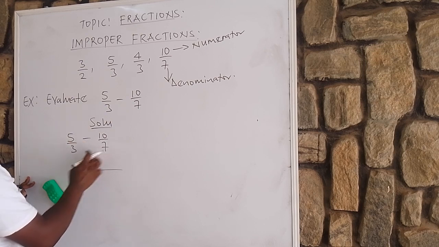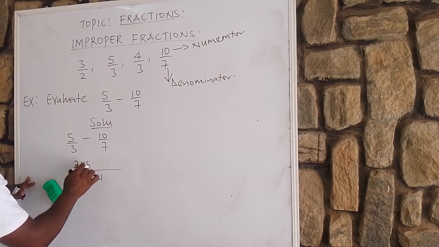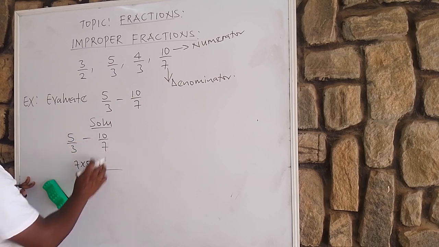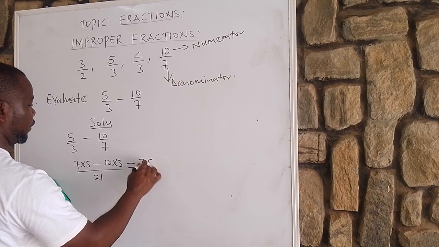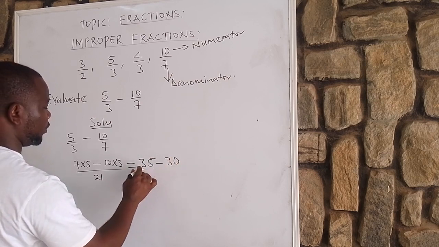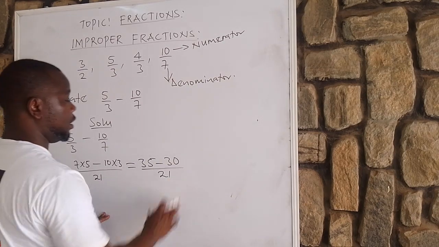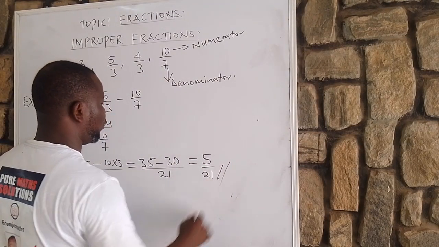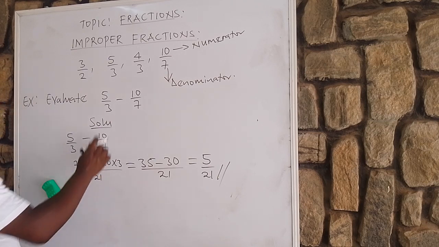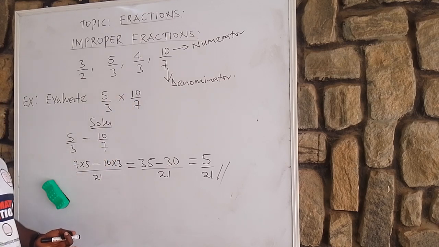Let's take 21 to 3, 7 times, 7 times 5. What do you have here? Minus 7 times 21 to 7, 3, 10 times 3. This is equals to 35 minus 30, all over 21. So 35 minus 30 is going to give you what? 5. 5 all over 21. Is that clear? But if they convert here to be times, it's the same way which we have done before. True or false?